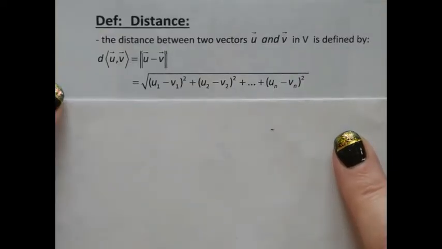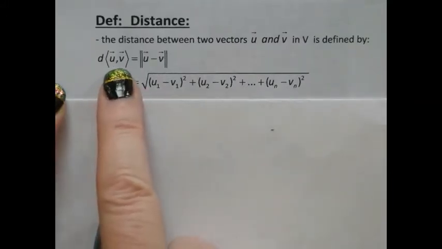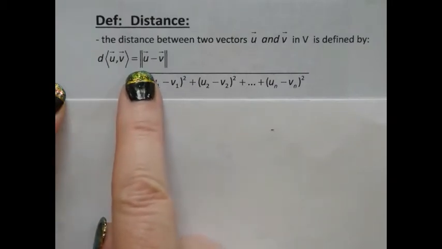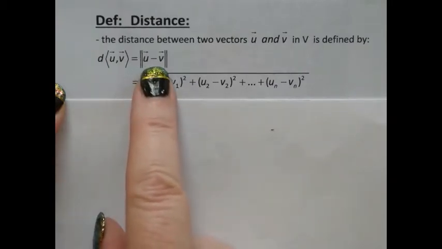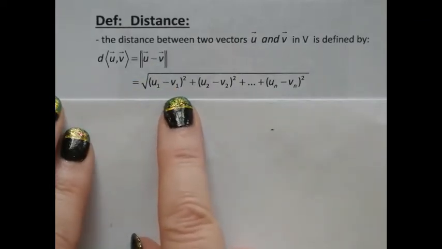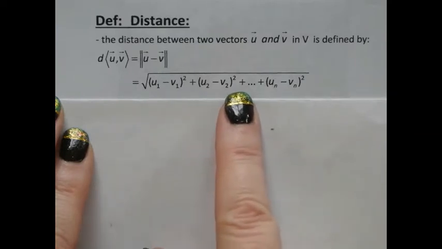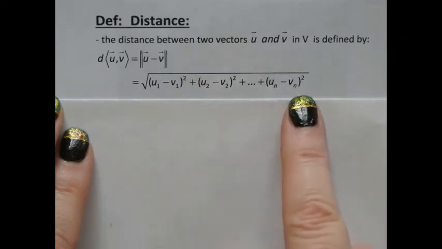Let's look at the definition of distance in this section. The distance between two vectors u and v in some vector space V is defined by d of angle brackets u, v, and that's equal to the length of vector u minus vector v, which is the square root of (u1 minus v1) squared plus (u2 minus v2) squared plus dot dot dot (un minus vn) squared.